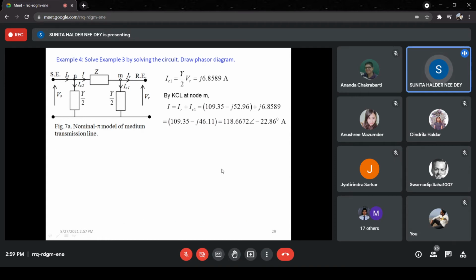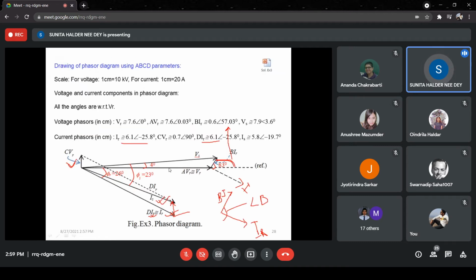When we are using the ABCD parameter, what are the phasor components? VS equal to AVR plus BIR, so the phasor components will be AVR and BIR. Similarly, IS equal to CVR plus DIR, so the phasor components will be CVR and DIR. You should not draw only IS, IR and VS, VR in the phasor diagram.